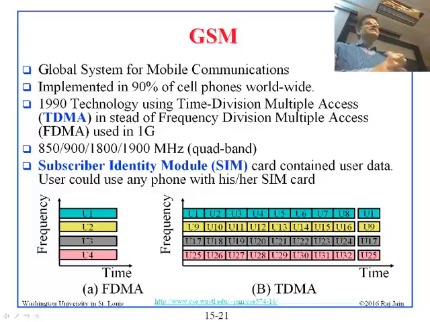GSM is a French name. And the French name was... I forget what it was. System Mobile, I remember. I think G was for global, I don't know what they call global in French. So, something like that, okay? So, basically, that is how it was named.